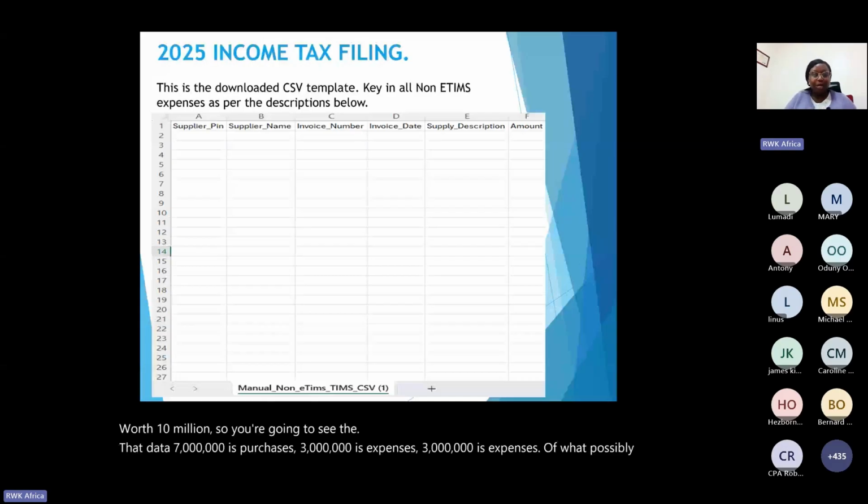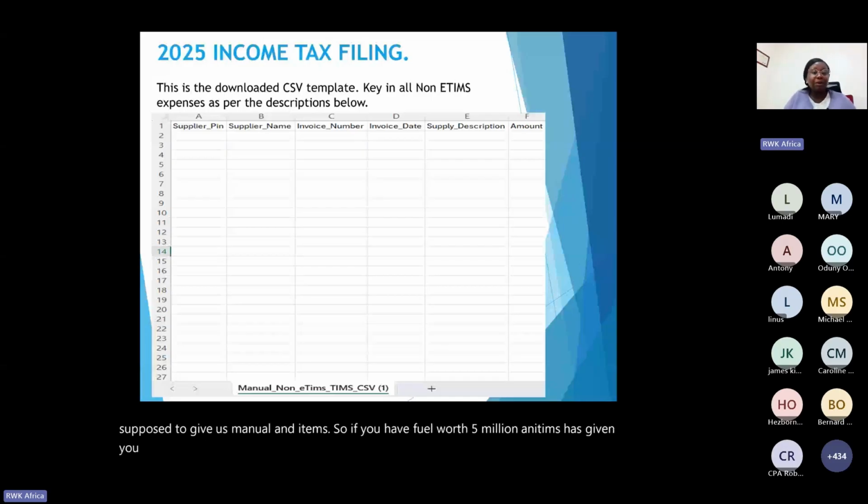So if you have fuel worth 5 million and items has been able to capture 3 million, remember it is capturing from where? You gave that petrol station your PIN number. So when they were giving you those receipts, they were capturing your PIN. But when you come to look at your income statement, your fuel is 5 million. So that 2 million is what you're going to put here. And you're going to put it one by one. So if you have like 500 receipts, you're going to feed that entry one by one.